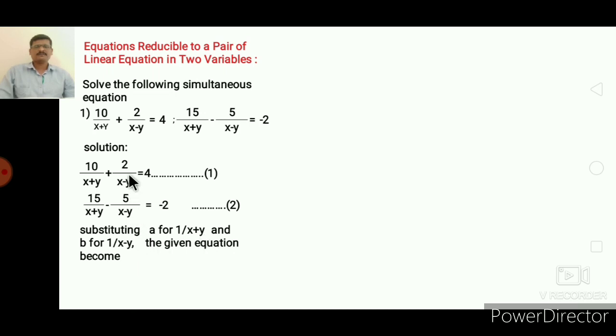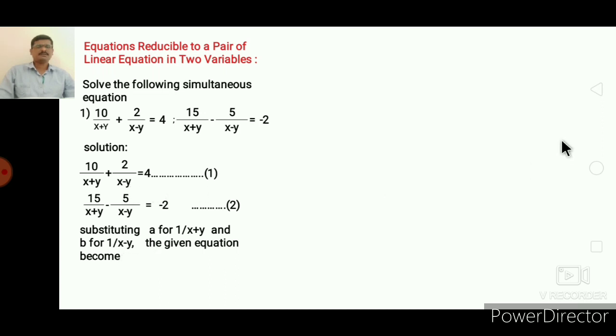Similarly, in equation first, 2 upon x minus y. Factor of 2 upon x minus y is 2 into 1 upon x minus y. In equation second, factor of 5 upon x minus y is 5 into 1 upon x minus y. In both these equations, the 1 upon x minus y terms are equal. Therefore, substituting b for 1 upon x minus y.